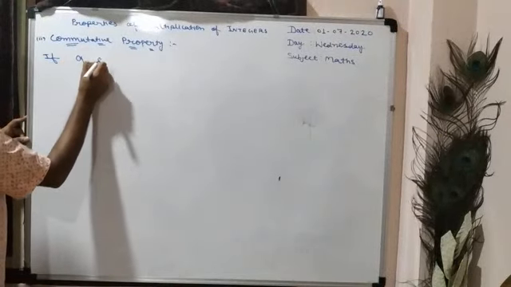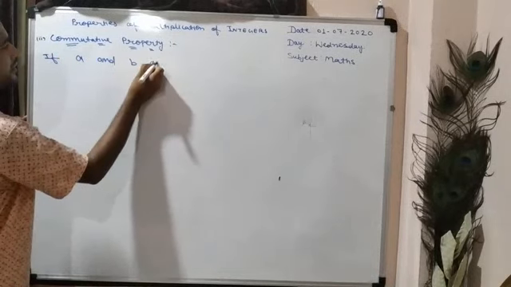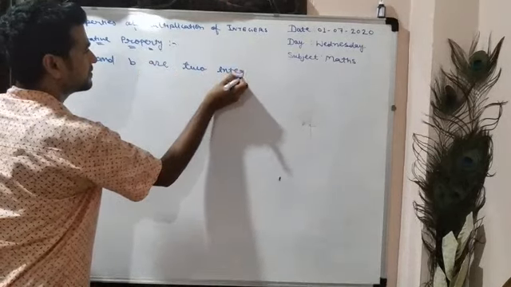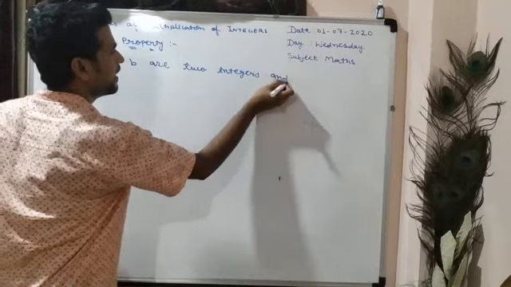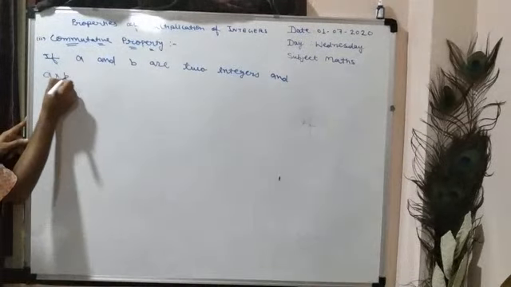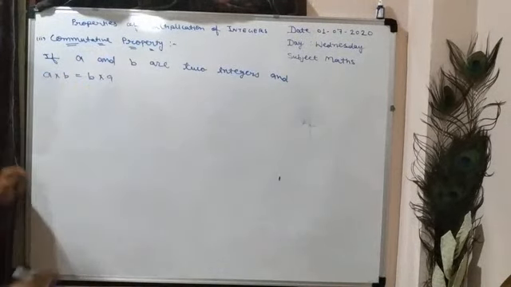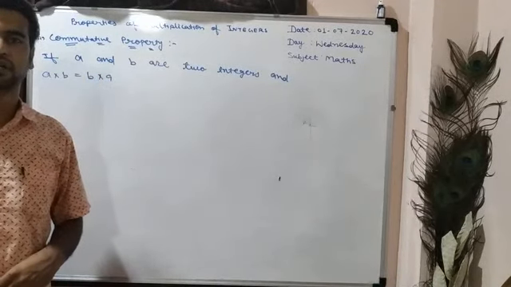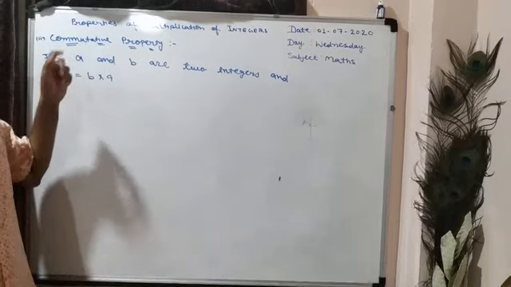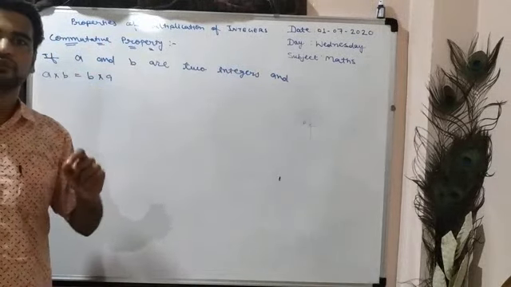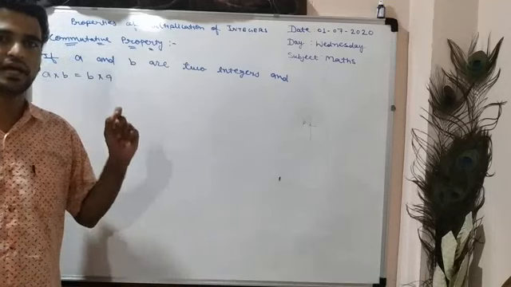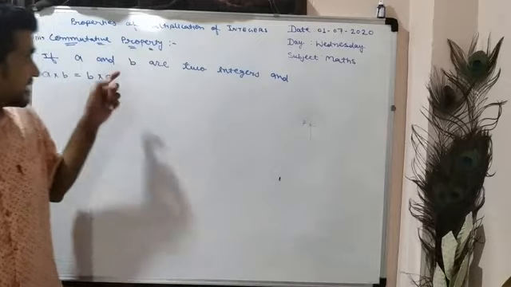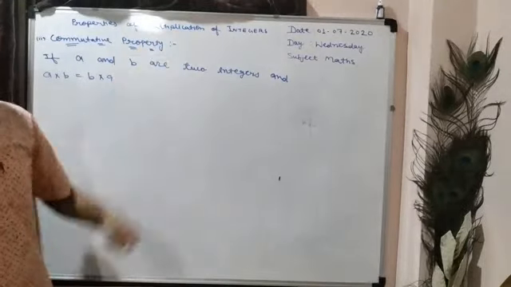If a and b are two integers, and a into b is equal to b into a. Commutative property we have already studied in addition and subtraction. And what was the commutative property in that topic? If we change the order and perform addition or subtraction operation, then there will be no change in the result. The same property we have under multiplication.